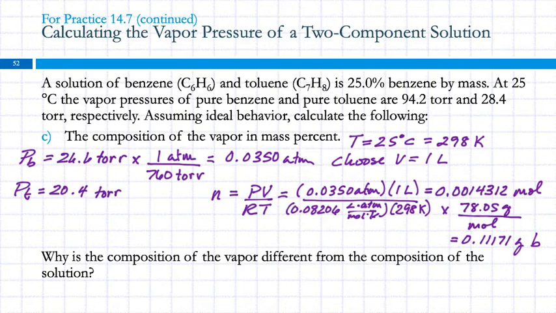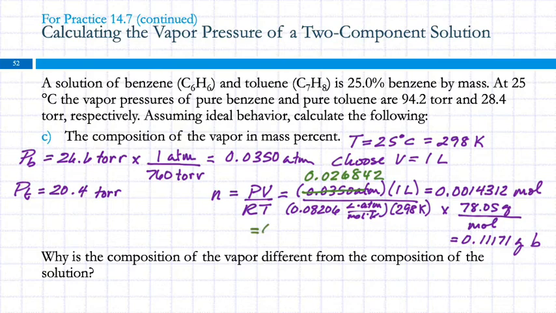So we're going to do the same thing here with the toluene. And this is kind of like doing multiple trials on an experiment. Do we actually have to write everything out again? Not really. I can just take this 20.4 and stick it up here. So 20.4 divided by 760, the pressure then, instead of that pressure, I've got 0.026842. The volume, R, and the temperature are the same. So I'm going to take that number times 1 divided by 0.08206 divided by 298.